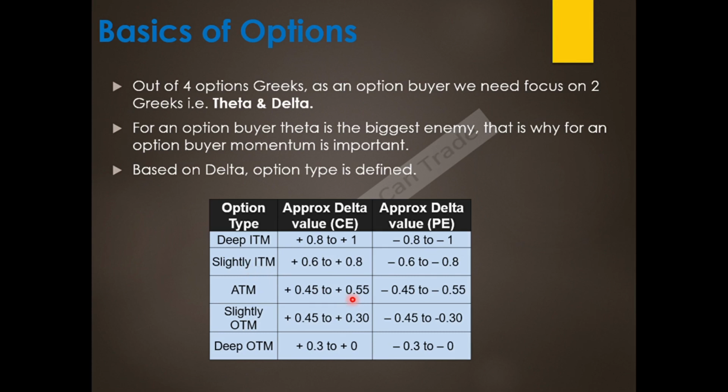And suppose the delta value is around 0.45 to 0.55, then we call it at the money, ATM, options. Suppose the delta value is around 0.45 to 0.3, then we call it slightly OTM. OTM means out of the money. And deep OTM is when the delta value is below 0.3, like deep out of the money. Now just note it down if you want. ITM means in the money, ATM means at the money, OTM means out of the money.